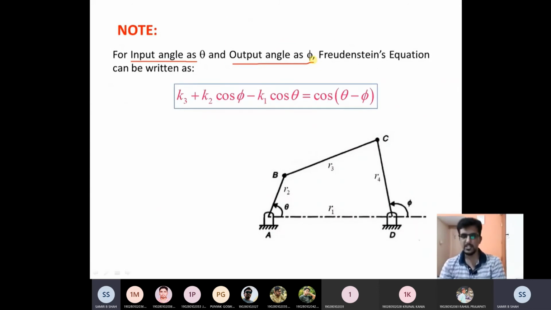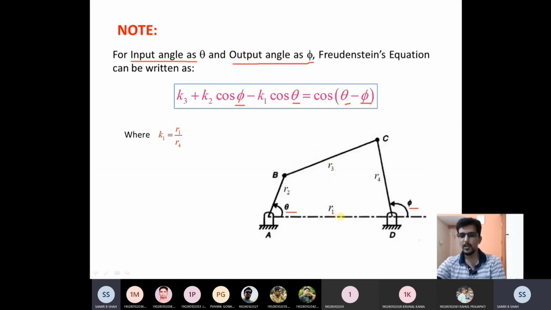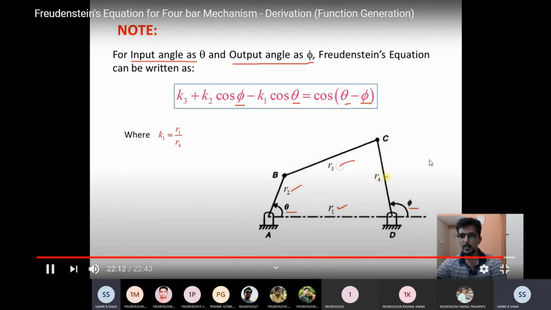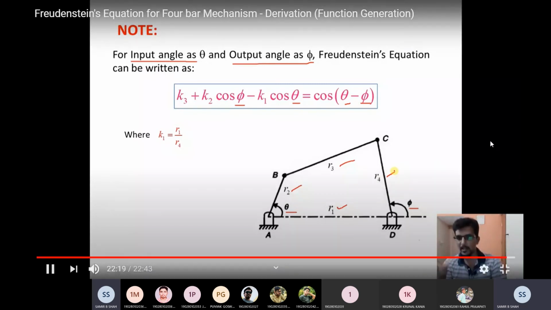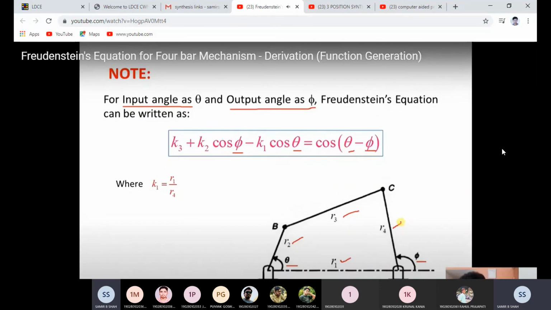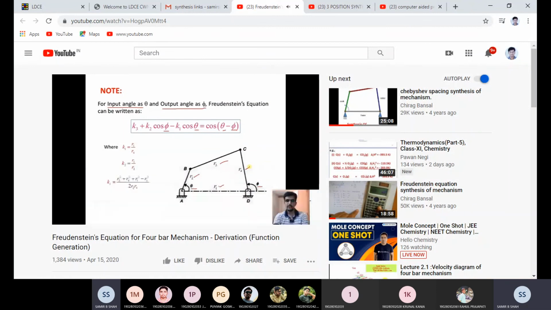So the previous expression can be written with theta 4 replaced by phi and theta 2 replaced by theta. That is how I can rewrite the Freudenstein equation if the input angle is theta and the output angle is phi. Now I have 4 link lengths here, R1, R2, R3, R4. This is what I am supposed to find through the Freudenstein equation for a function that is given to me. The lengths R1, R2, R3, R4 that I find using the Freudenstein equation will help me generate the function that is given to me. That is what Freudenstein has conveyed through this derivation.